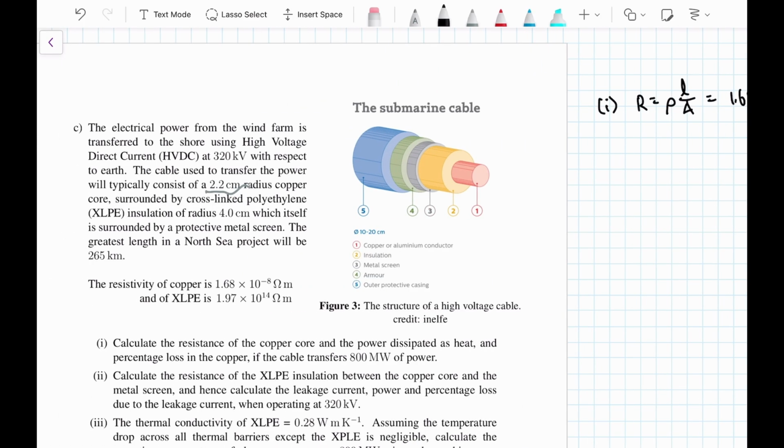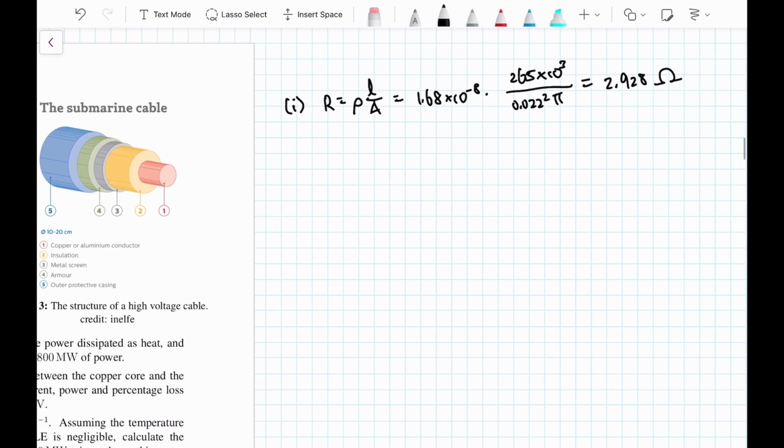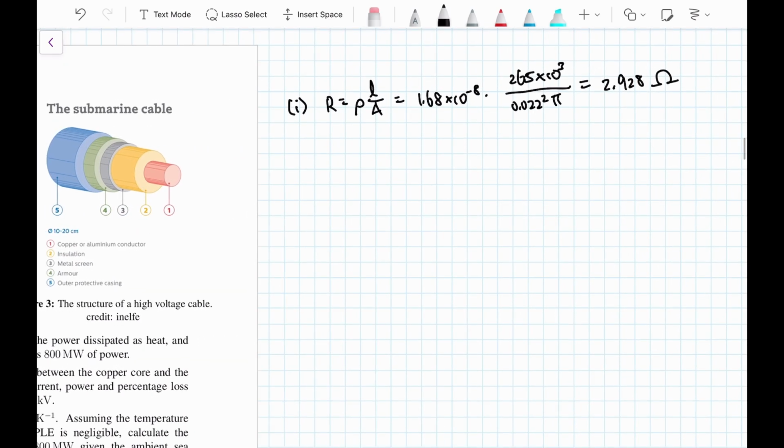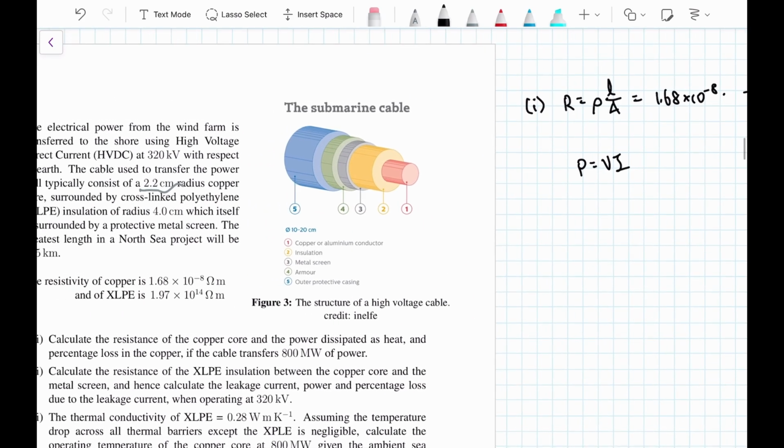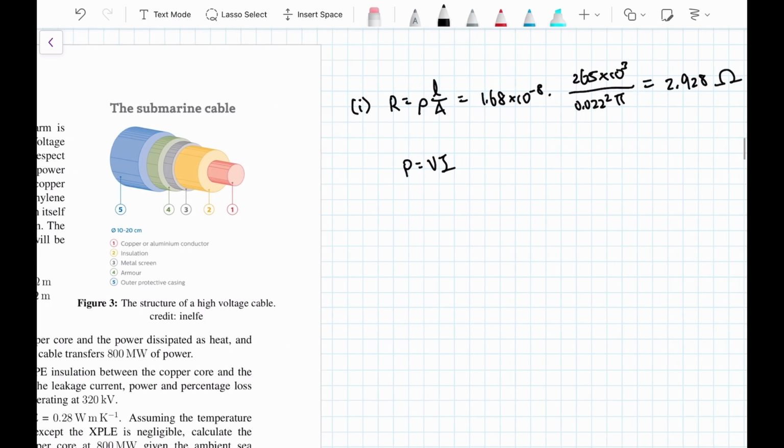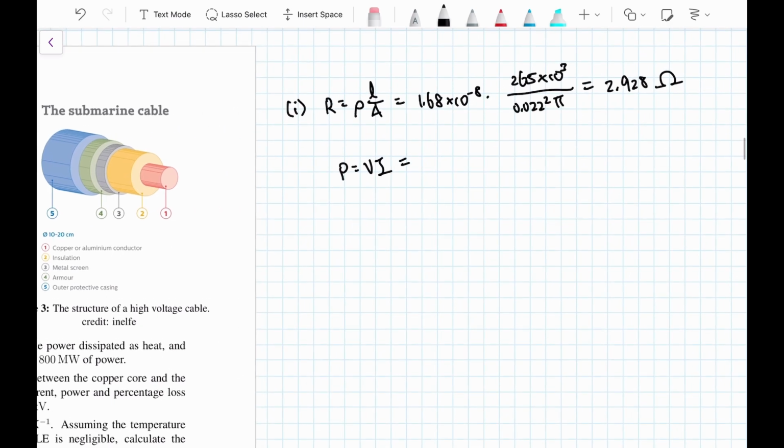It also wants us to calculate the percentage loss in the copper, so also the power dissipated as heat. In order to calculate the power dissipated, P is equal to VI, the voltage times the current. Now in this case, I think we can use this equation to simplify it: I squared times R.